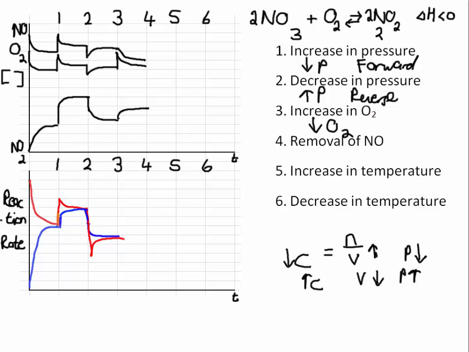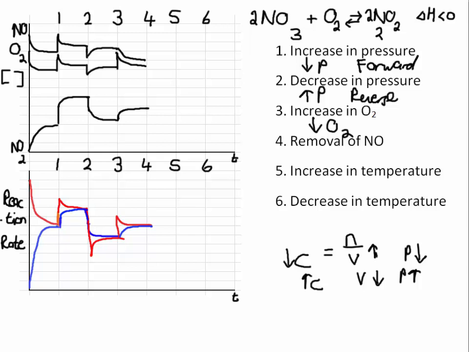If there's an increase in O2, we see that there will be a sharp increase in our forward reaction, which will then have to decrease gradually, because the forward reaction is the one that is favored. So important here to remember that the increase in concentration of the reactant leads to an increase in the rate of the forward reaction.